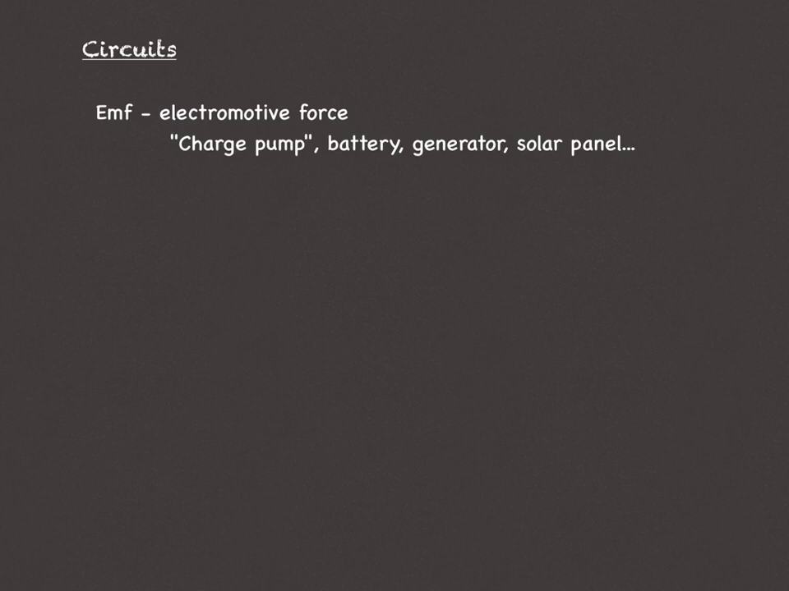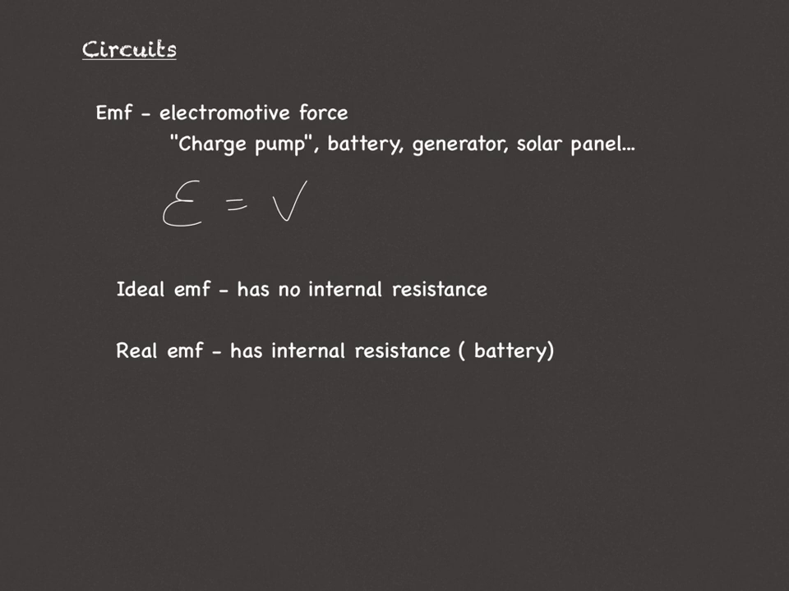The symbol is a script E, and it really is the same thing as a potential difference in terms of the math in the circuit. So it's the work per unit charge. We have both an ideal EMF and a real EMF. A real EMF is a battery, so as current flows through the battery, there is some resistance through that device.